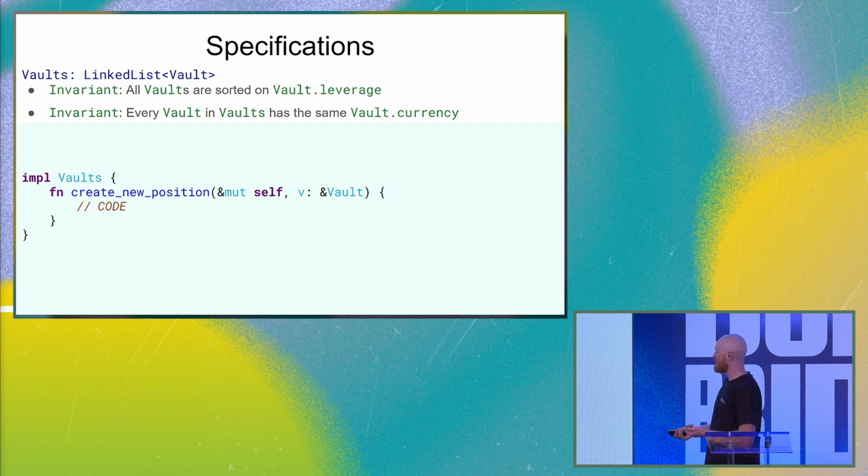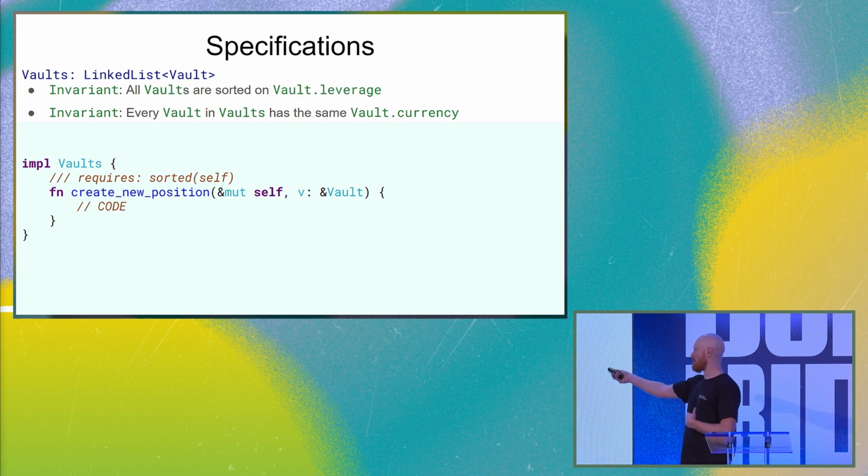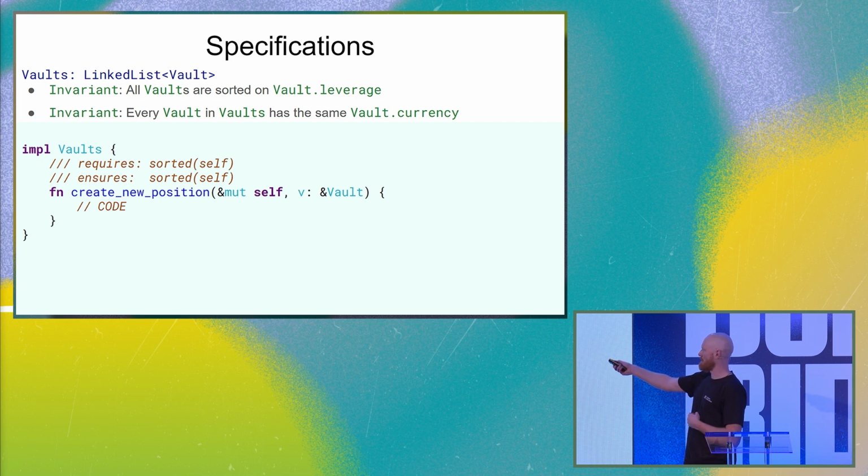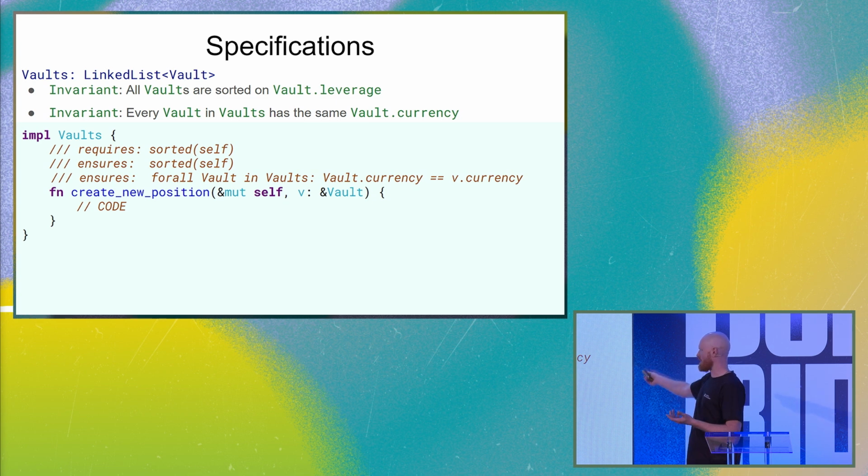So in Rust, we're able to have doc strings that when you put your mouse over, if you've got the Rust analyzer installed, you can hover over a function, and it will show you the doc comment up the top. And so with these invariants, you can think about, okay, how does create new position mutate the state? What's it doing? What's my code trying to do? And what things does it need? It needs to take in a sorted linked list. It promises it's going to give back a sorted linked list. And it promises that all the currencies in there are going to be the same.